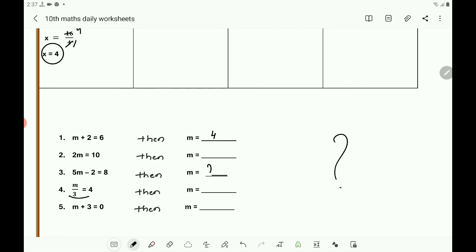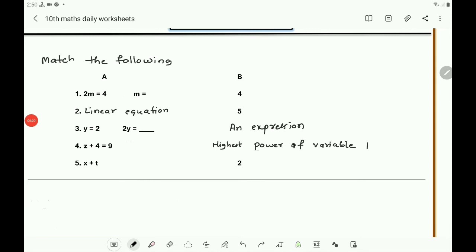Next m plus 3 equals 0. Then m equals, directly you will get the value of m. Transfer this plus 3 to the RHS. Then what will you get? You will get 0 minus 3, which is equal to minus 3. In this way you will get the value of m in all the linear equations.